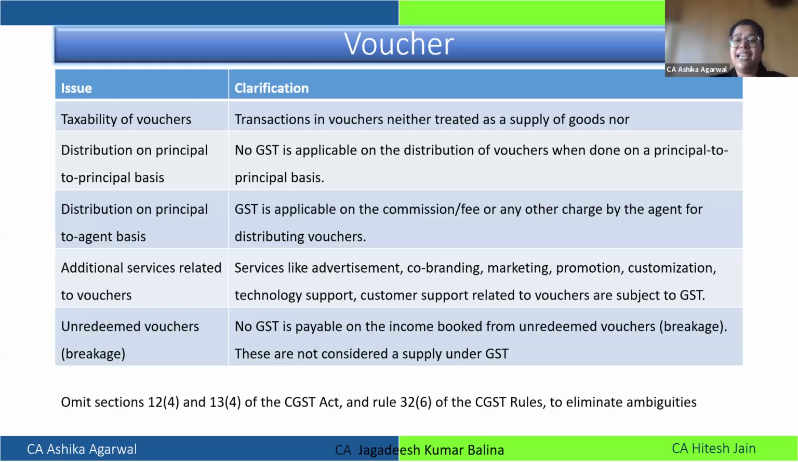But where it is not identifiable, meaning the voucher is of such nature that it can be used against any product or any service, at that time they said when you will be redeeming that voucher, then GST will be applicable. Now, this is no longer valid. This will no longer be applicable, but all this will happen from 1st April 2025. They are going to omit the section of time of supply.